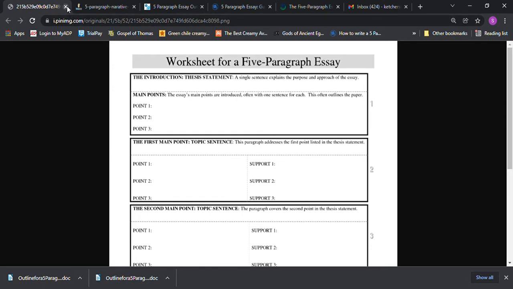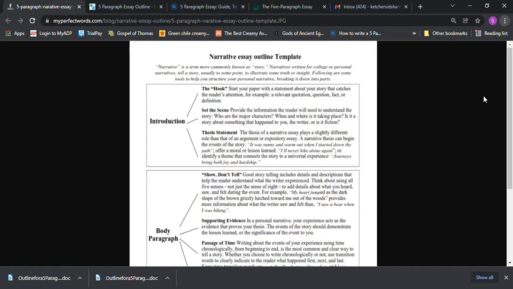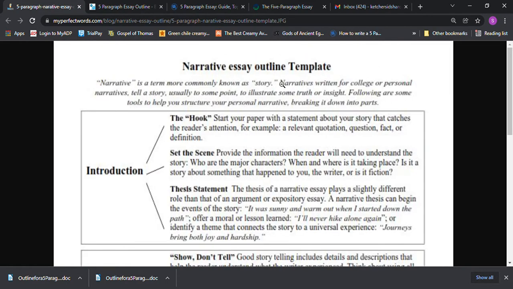So, you can see there's another one for you. And then this one, I like this one. I don't know if I can zoom into it or not. It talks about a narrative essay outline template. It's a term more commonly known as story. Narratives written for college or personal narratives tell a story, usually to some point, to illustrate some truth or insight. Following are some tools to help you structure your personal narrative, breaking it down into parts.